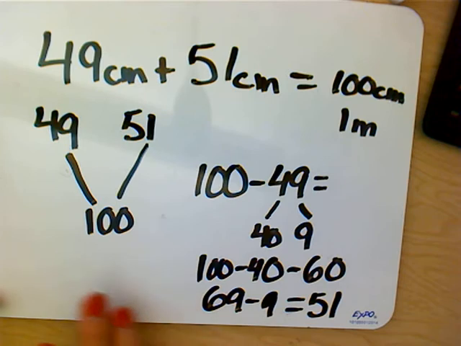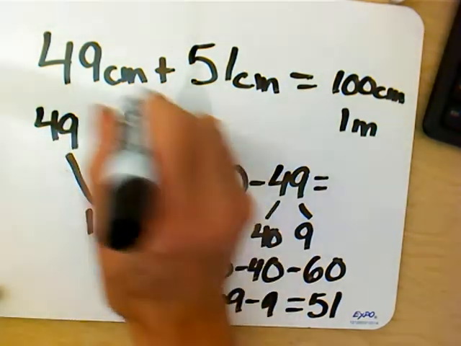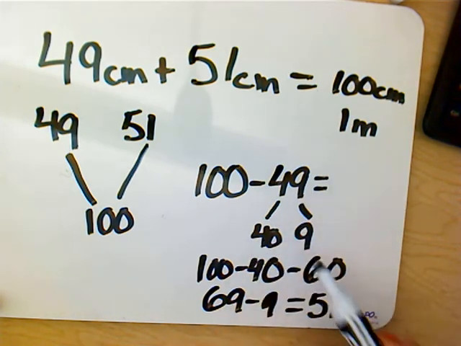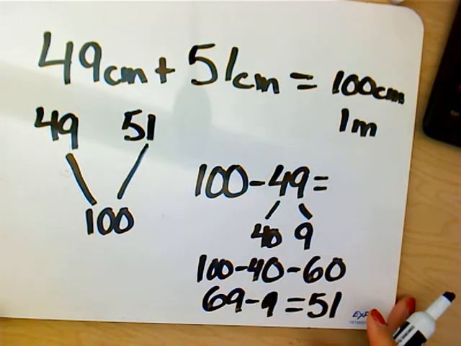All right, so I am using what I know about my number bond to help me come up with the opposite side, and I'm also using what we've learned about breaking numbers into simpler combinations of subtraction to make it easy for me to do that as well.